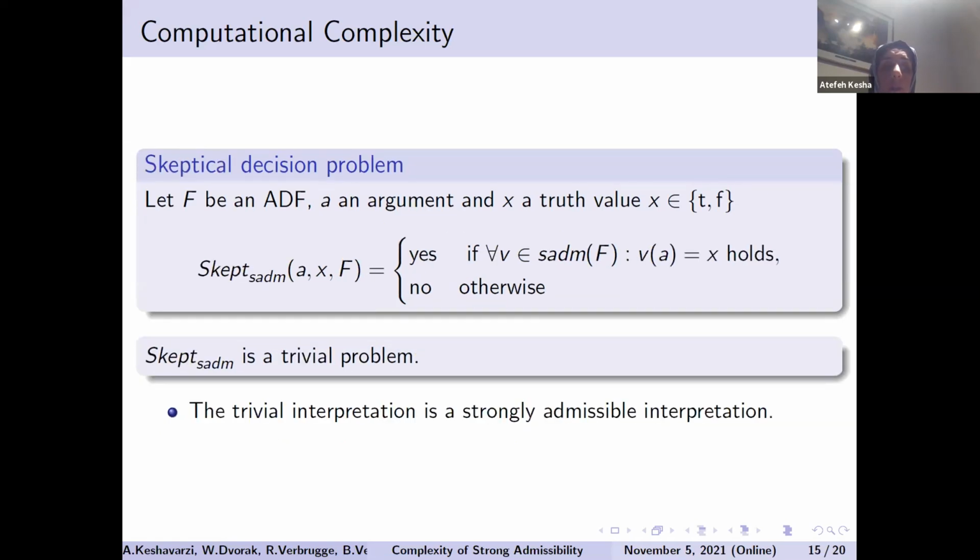The second problem that we studied in our work is the skeptical decision problem. In this problem, we want to check whether A is assigned X in all the strongly admissible interpretations of a given ADF. And since the trivial interpretation is the least strongly admissible interpretation, the answer for any ADF, for any argument and any truth value would be no, so this problem is a trivial problem.